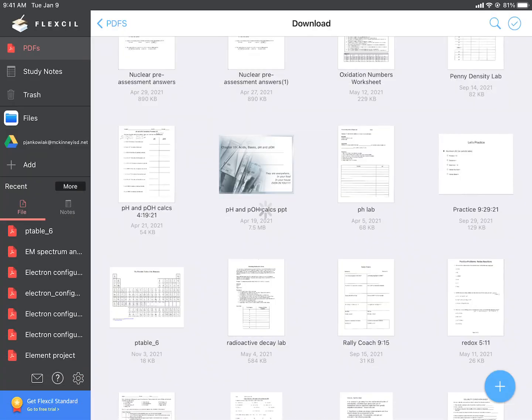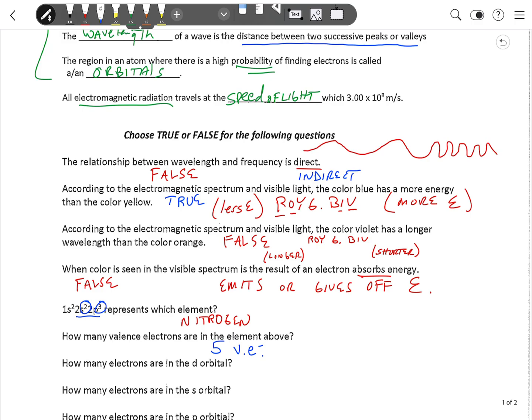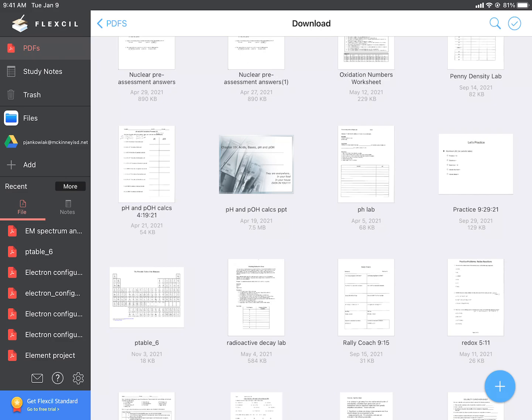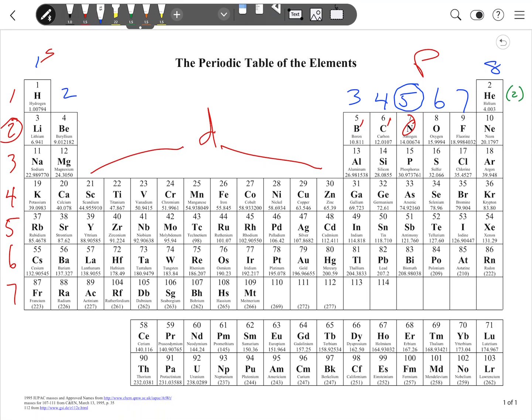So let's go back to the review. How many electrons are in the d orbital? Well, I'm going to go back to the periodic table. Here's a d orbital. Every little block like this one here represents an electron. So all you have to do is count up how many blocks are in the d orbital. So we have 1, 2, 3, 4, 5, 6, 7, 8, 9, 10.